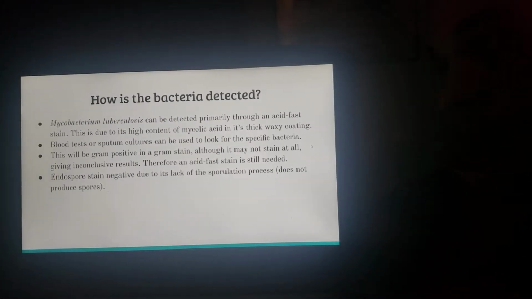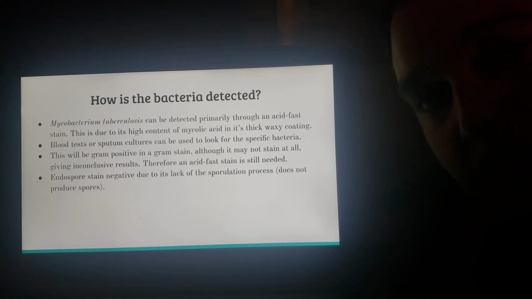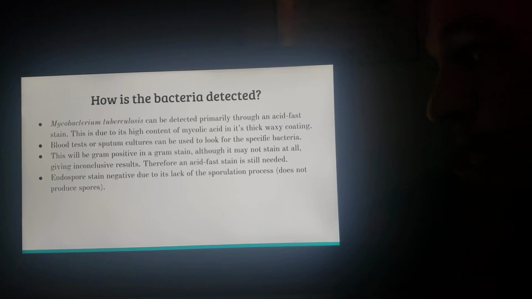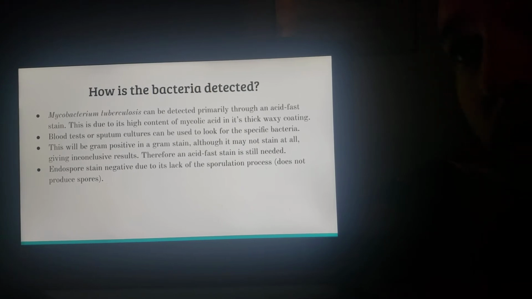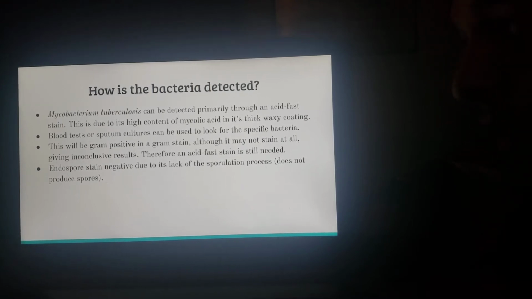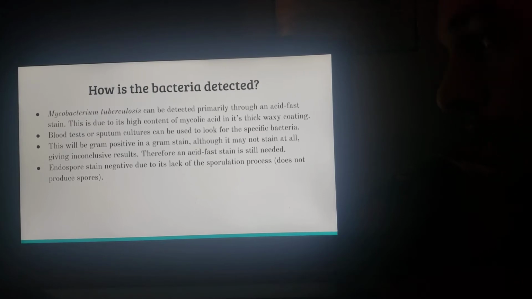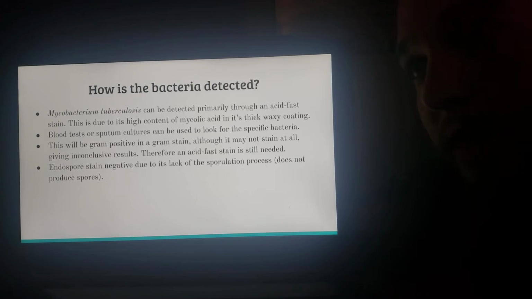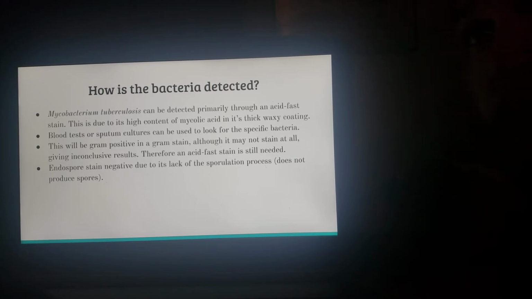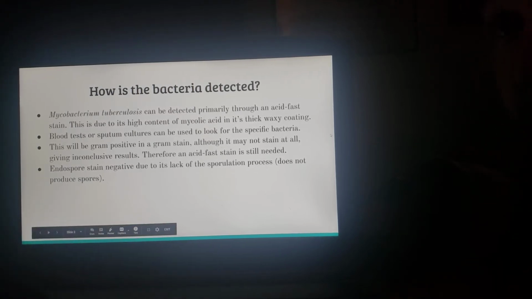It can be detected primarily through an acid-fast stain. This is due to the high content of mycolic acid in that thick waxy coating I was talking about. You can test their blood or sputum cultures. In a gram stain, it could be inconclusive. It's considered gram positive, but because of that thick waxy coating, the stain may not stick and could give inconclusive results. So you still need to do an acid-fast stain, and it's endospore negative because it does not go through the sporulation process, so it does not produce spores.